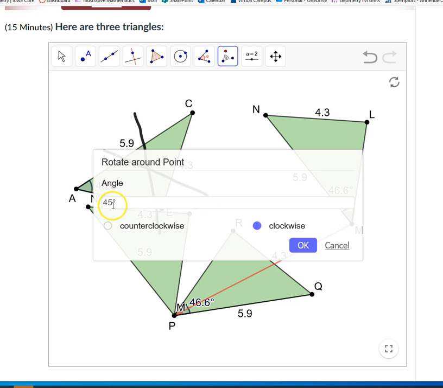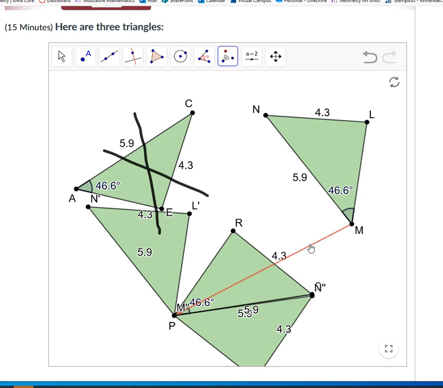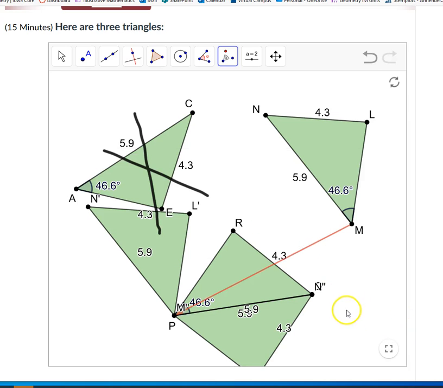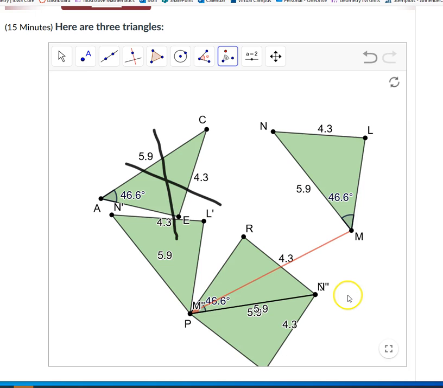Here again, I'm going to go clockwise. Oh, it looks like I might have been off by maybe half a degree. That was really close. So I'll undo it and do it again. Call it maybe 119.5. There we go. Now I have it mapped on there exactly.